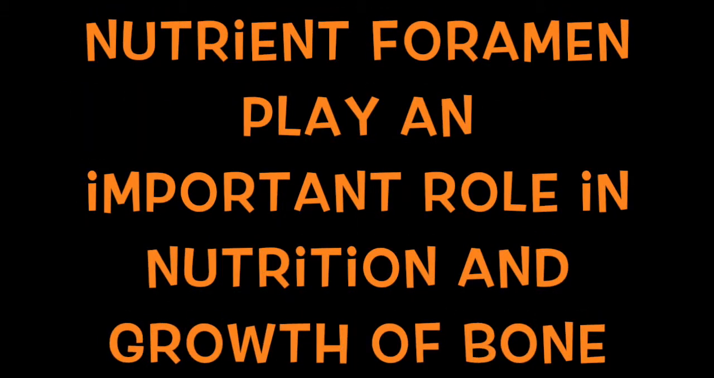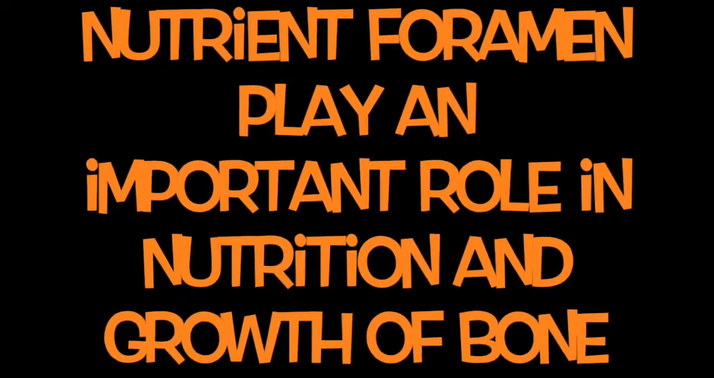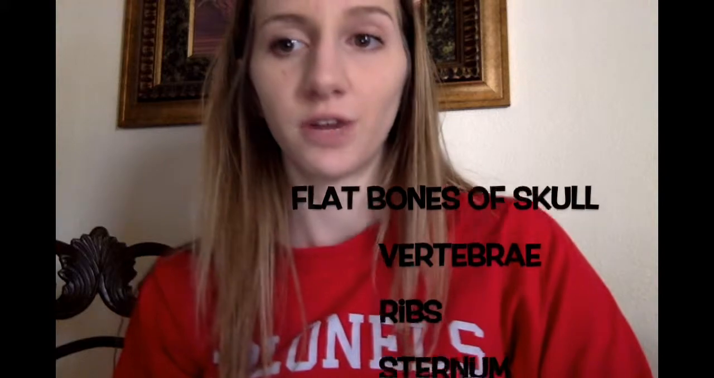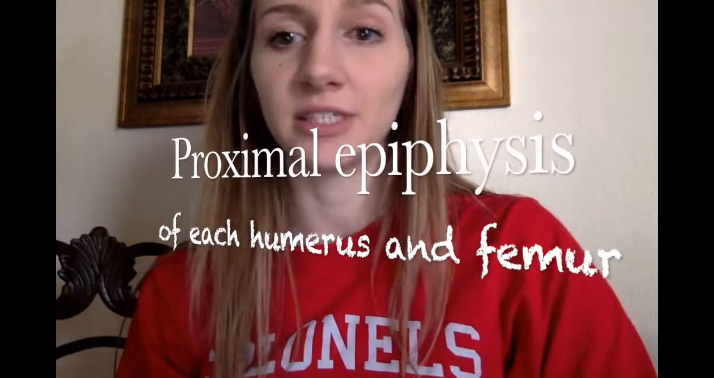What is the function of a nutrient foramen in bone? Nutrient foramen plays an important role in nutrition and growth of the bones. Bone marrow or myeloid tissue is the soft connective tissue of bone. Where is it found in the adult skeleton? Locations of red bone marrow differ from children to adults. Adults have red bone marrow only in selected portions of the skeleton, such as the flat bones of the skull, the vertebrae, the ribs, the sternum, and the os coxa. Adults also have red bone marrow in the proximal epiphysis of each humerus and femur.